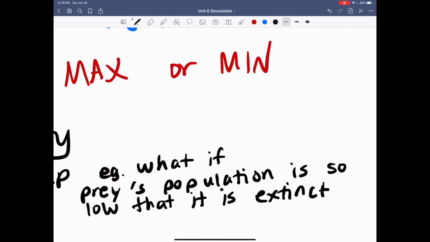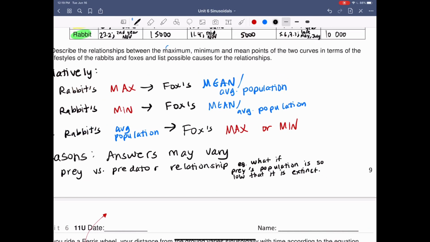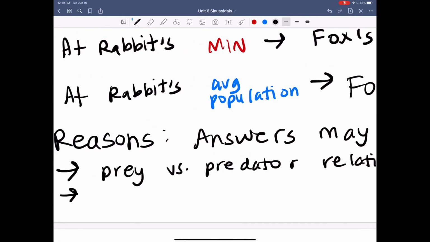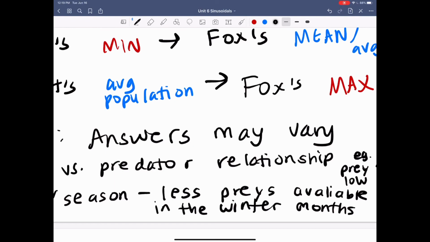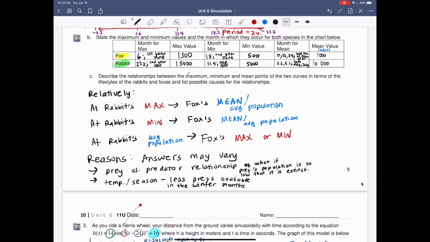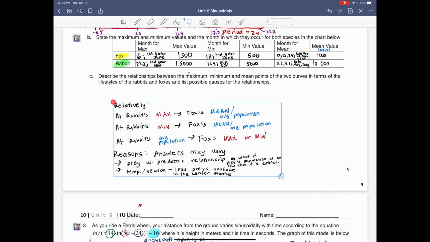So in terms of writing it down, what I wrote is, what if the prey's population becomes so minimal that it becomes extinct? Well, how's that going to affect the fox population? Well, it must take a toll on them as well. So just writing that down, maybe there's less prey available in the winter months. So those are some of the reasons why, but I invite you to come up with other reasons as well, as answers may vary for this.